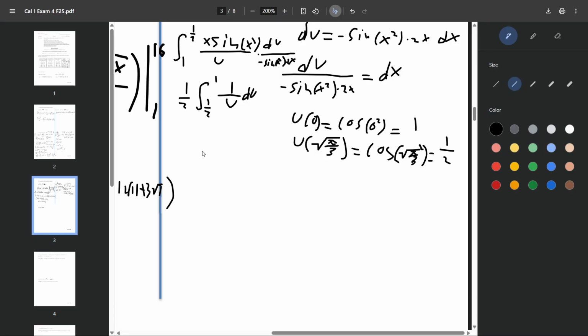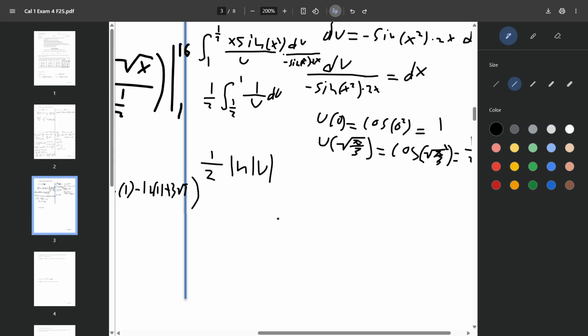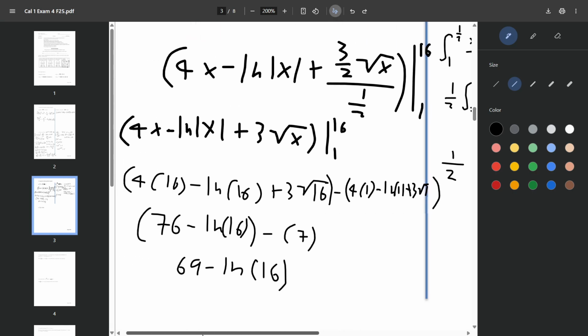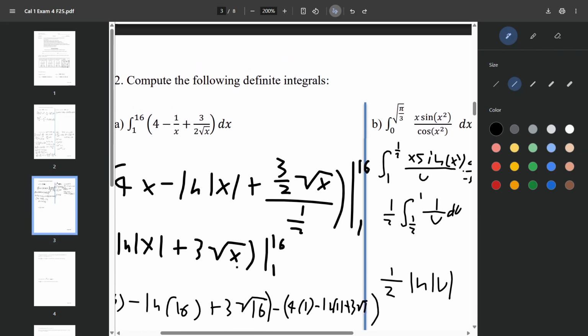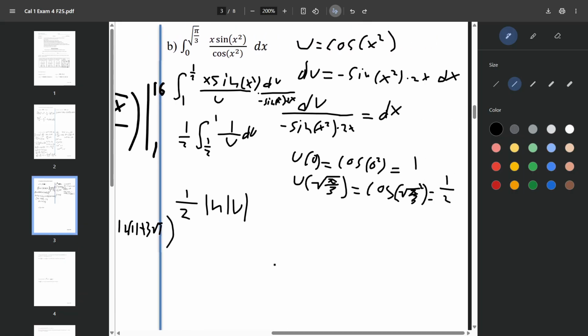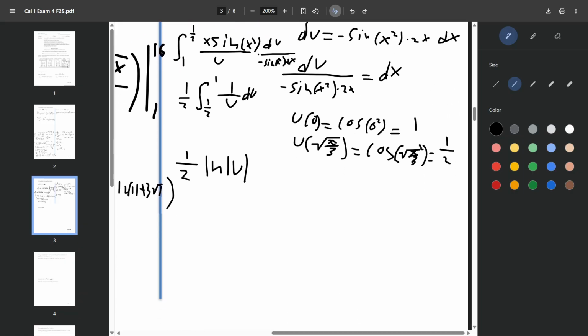So now we take our integral, which will be 1/2 ln of the absolute value of u. And actually no, we won't have a plus c in this case. For neither this problem nor the previous problem will we have c, because our integrals are definite, so we won't need a plus c.